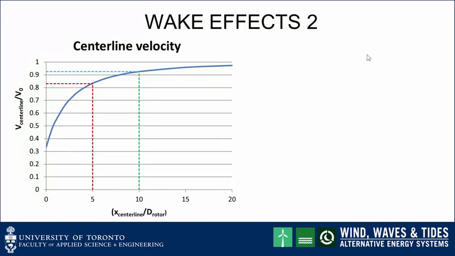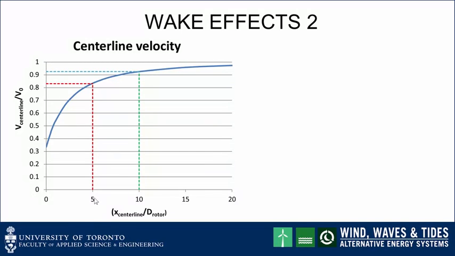The plot on the left shows how the centerline velocity varies with position downstream from the rotor plane. In order to make it applicable to rotors of all sizes, the downstream distance is normalized by the rotor diameter, so x over D here. And to make it applicable to all wind speeds, the centerline wind speed is normalized by the upstream wind speed V0. So we have V over V0 on the y-axis. You can see that there is a very substantial impact of the wake on wind speed for a considerable distance downstream. So a value of 1 represents an undisturbed wind speed.